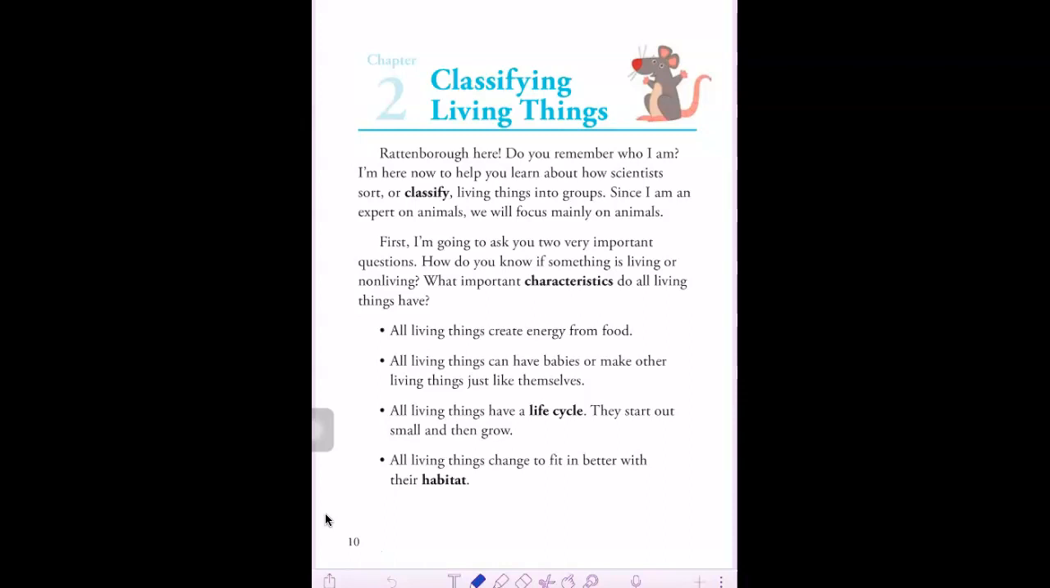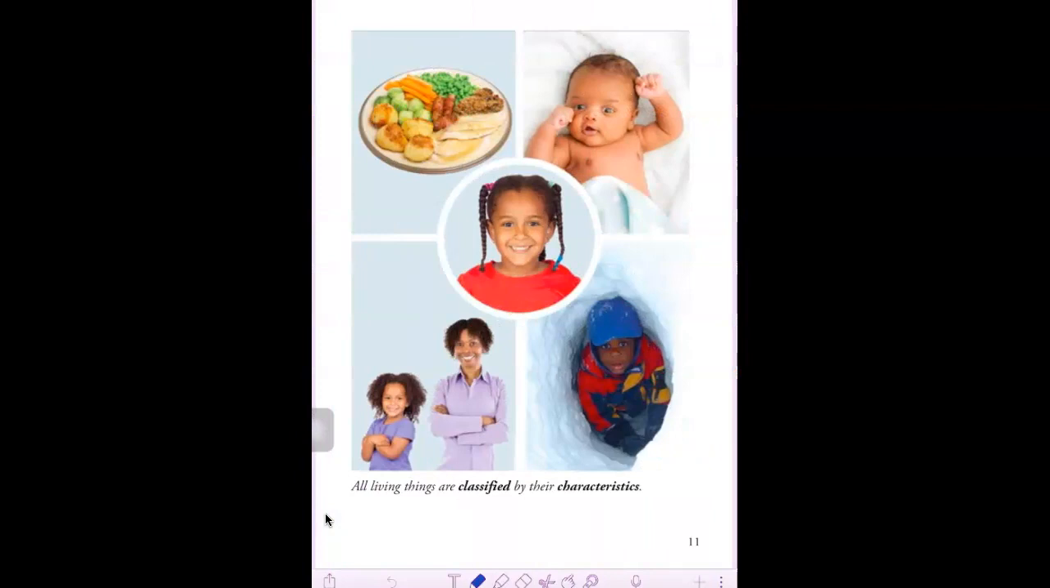All living things have a life cycle. They start out small and then grow. All living things change to fit in better with their habitat. Take a look at the picture and caption on page 11. All living things are classified by their characteristics. What makes them different and unique?